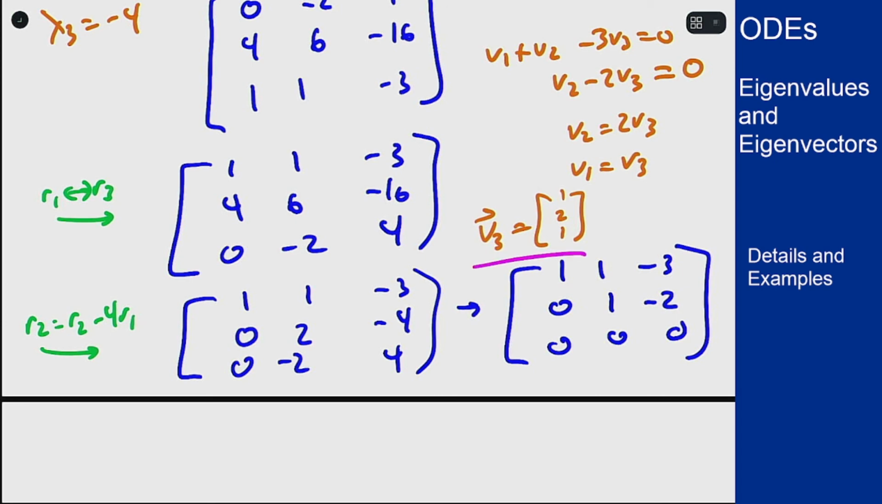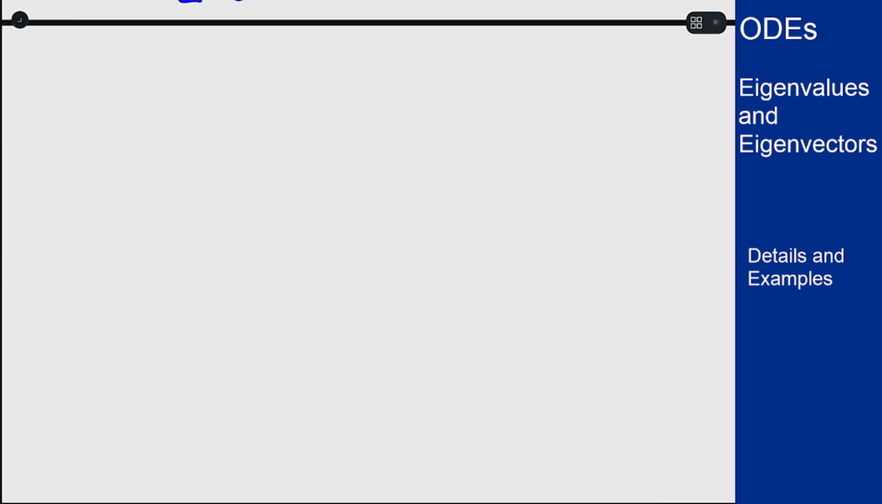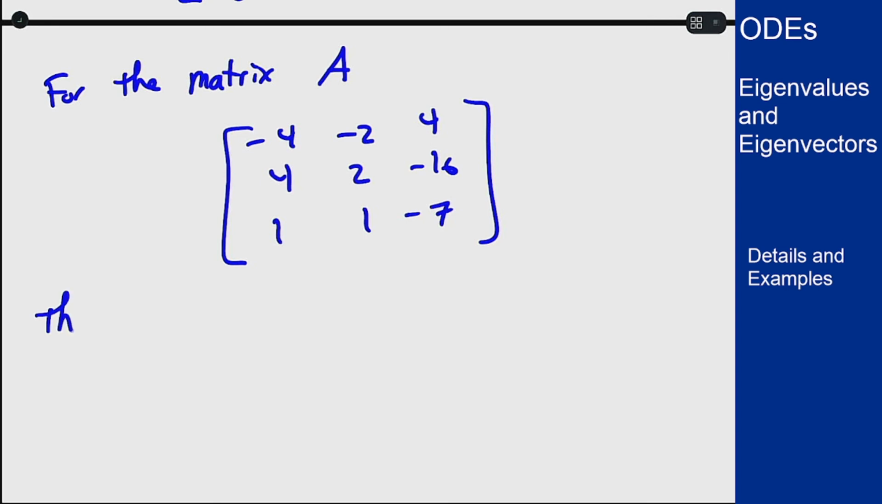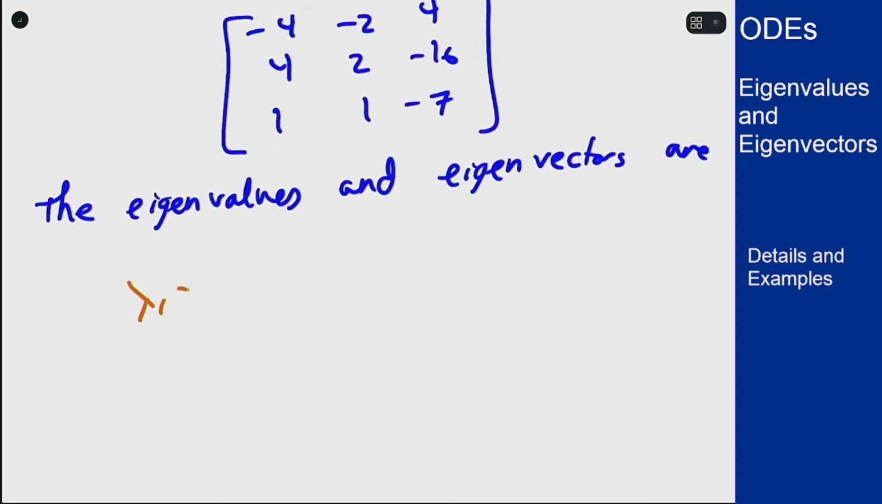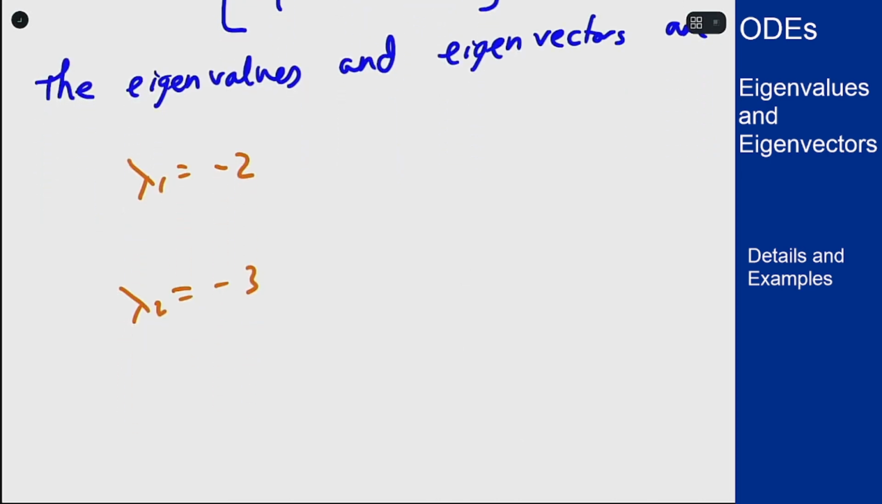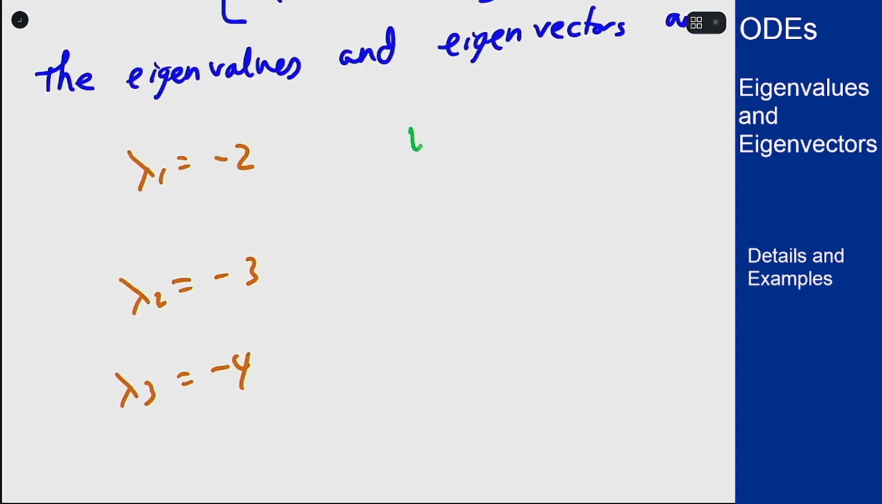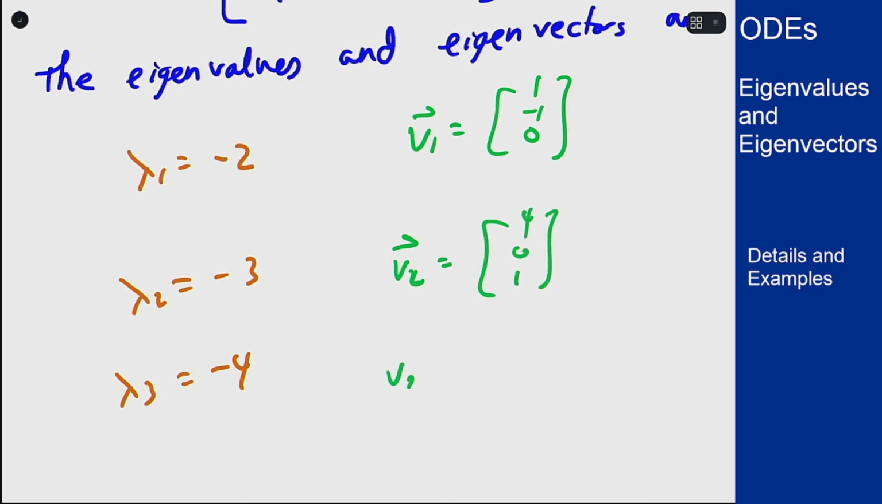So now let's collect our answers. So for the matrix A, the eigenvalues and eigenvectors are, we have lambda 1 being minus 2, lambda 2 was minus 3, and lambda 3 was minus 4. And they corresponded to eigenvectors. v1 was 1, minus 1, 0. v2 was 4, 0, and 1. And v3 was 1, 2, and 1.